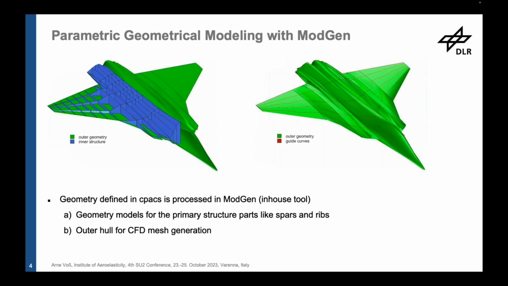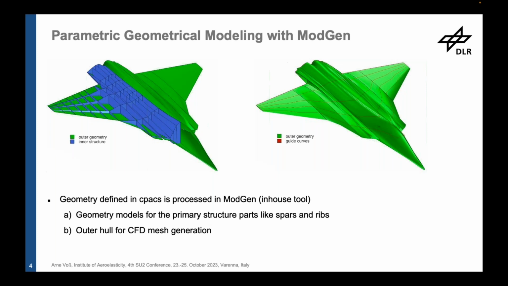We start the design process with our software Modgen, which we use to set up, for example, the geometrical model. One of the many outputs of that software, shown here in green, is the outer geometry of that aircraft, which is more or less the baseline also for the meshing in CFD. And then in blue, you can see a layout of the internal structure of that aircraft in terms of primary structure. So for example, the spars and ribs, and also the position and number of the ribs.